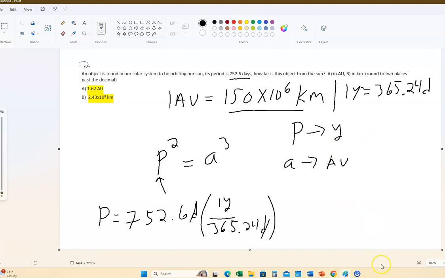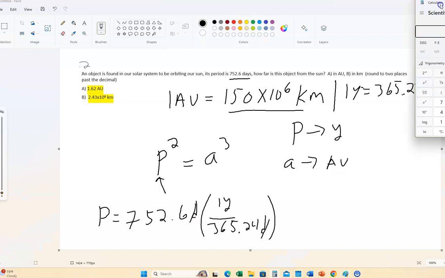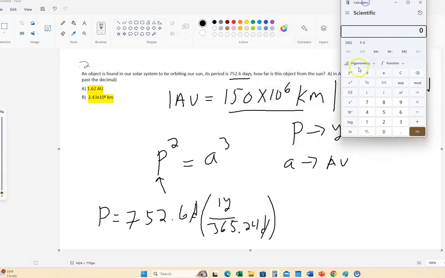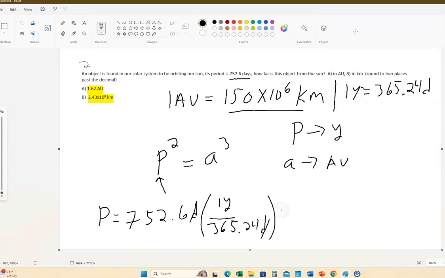Let's see, did I open up my calculator? I think I did. That's off the screen, so I'll just put it right here. Oops, I messed it up already. So it's 752.6 divided by 365.24. That will give us the number of years. It turns out that it's 2.06 years.